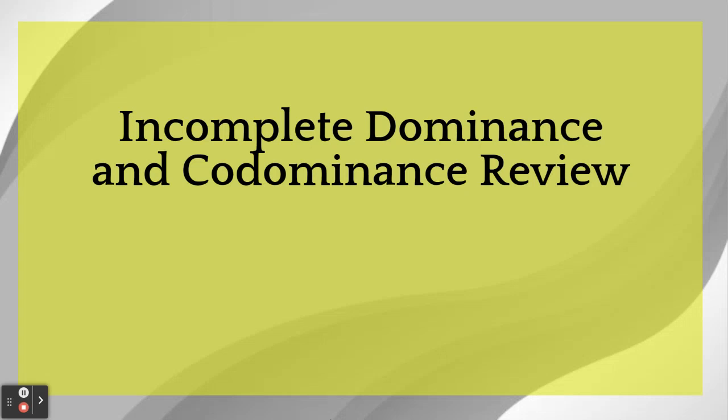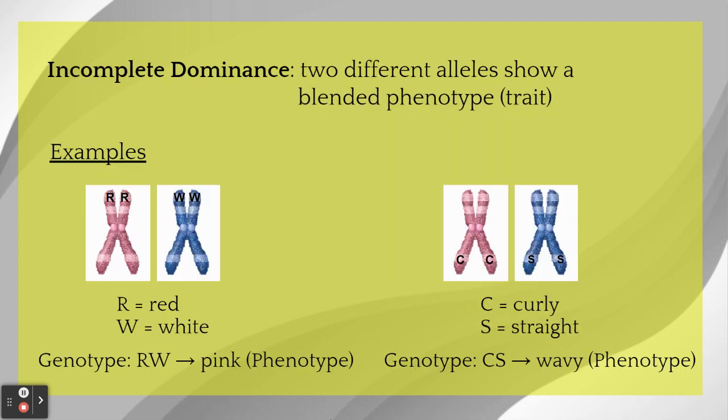You previously learned about how not all inheritance patterns are as straightforward and simple as dominant and recessive alleles. That's what Mendel was looking at in his P plants, and everything seemed to follow that simple, complete dominance pattern. But there are two other types of inheritance patterns that you previously talked about, and they are incomplete dominance and codominance. So this set of slides just reviews those two types of inheritance patterns that are different than what Mendel was looking at.